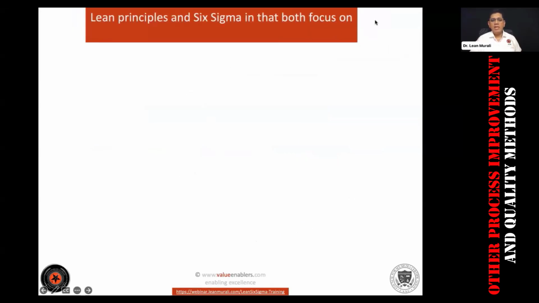Let us continue. Lean principles and Six Sigma both focus on continuous improvement. And there is a methodology for continuous improvement. What is that methodology of continuous improvement called? A question now. Please type in the chat box. Continuous improvement is called Kaizen. All of you type Kaizen in the chat box. Okay, fantastic.